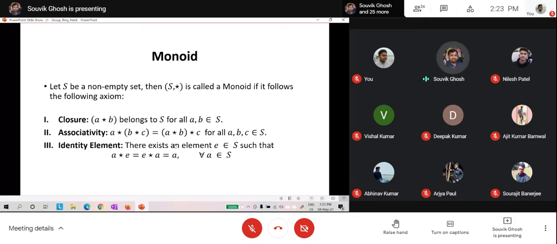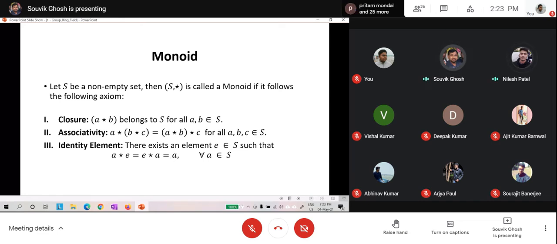That means we have one element E, and if you operate this E with any element A in S, from the left hand side or from the right hand side, then you get back the element again. Then we say that this is a monoid.